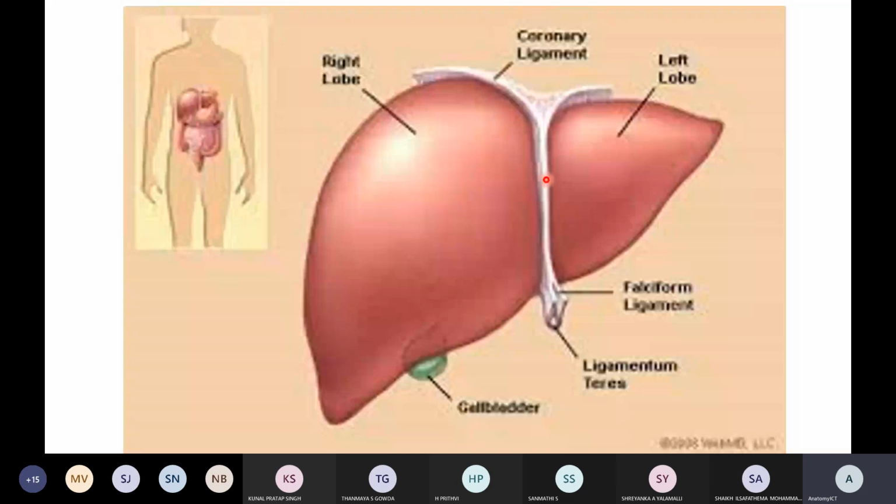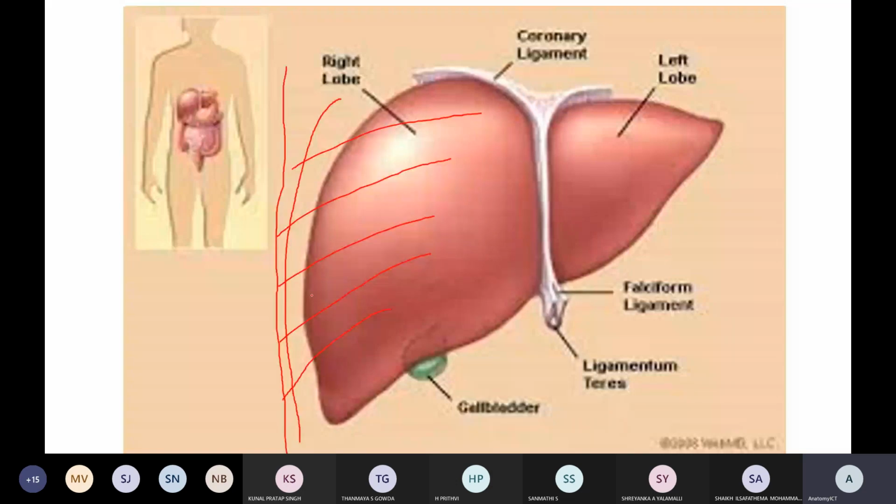trunk is where we use the costodiaphragmatic recess. Now what happens, this particular area, I will show you. So here there is a diaphragm, and this is how the trunk is, and in relation to it, these are the ribs, right? These are the ribs.